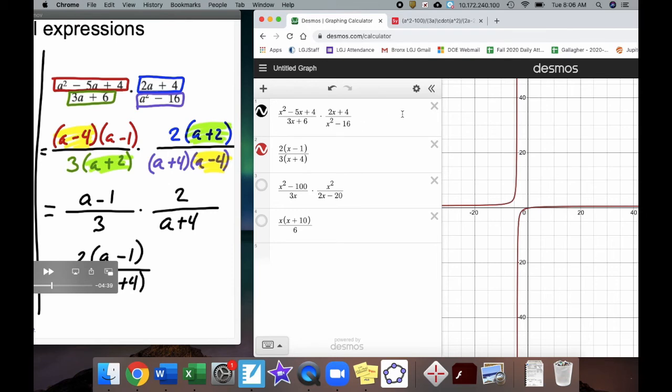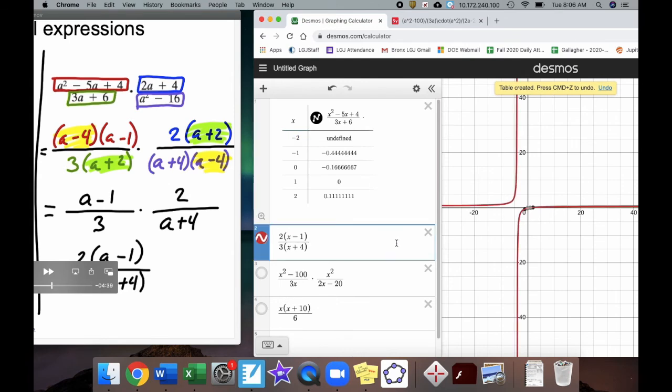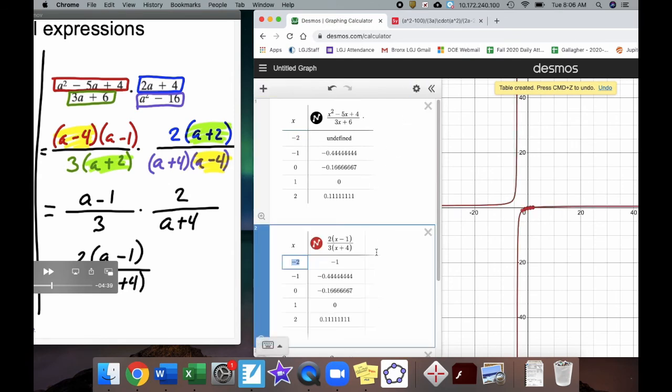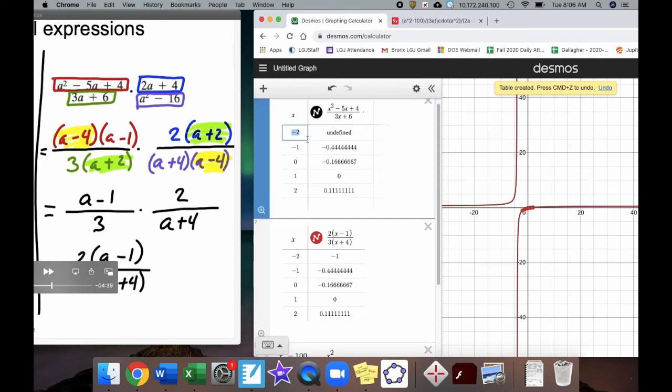Now, they're not exactly the same. For instance, if I go to making a table for each one of these, there are slight differences. For instance, one difference is this at negative 2 is undefined. Here at negative 2 is equal to negative 1. But we will get into that in later lessons and explore the graph just a bit more.